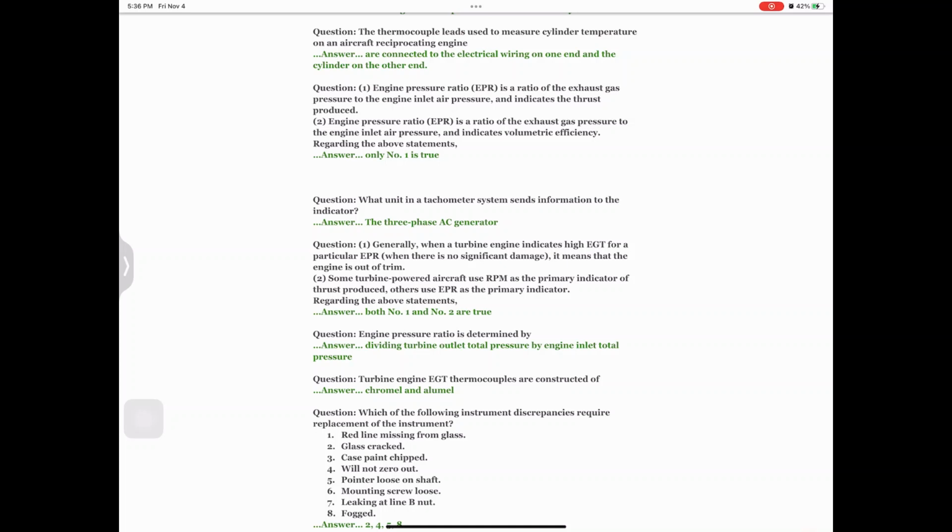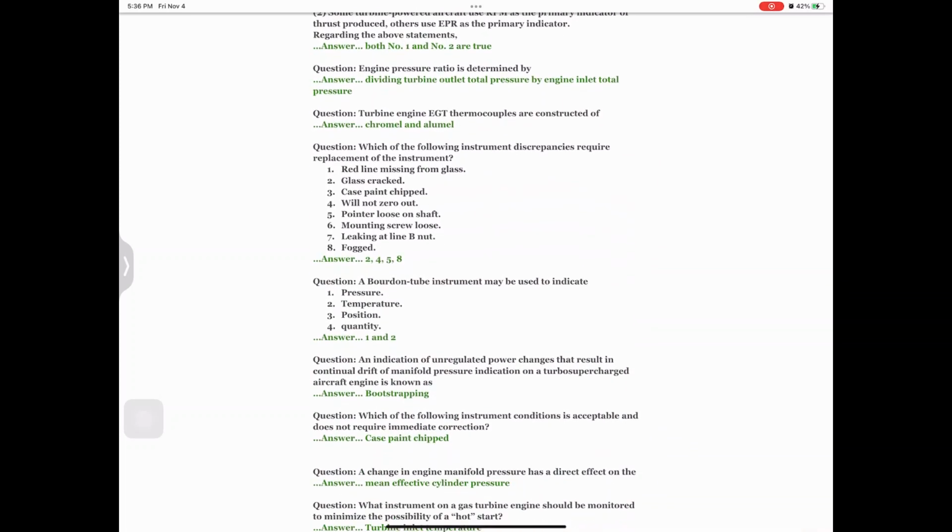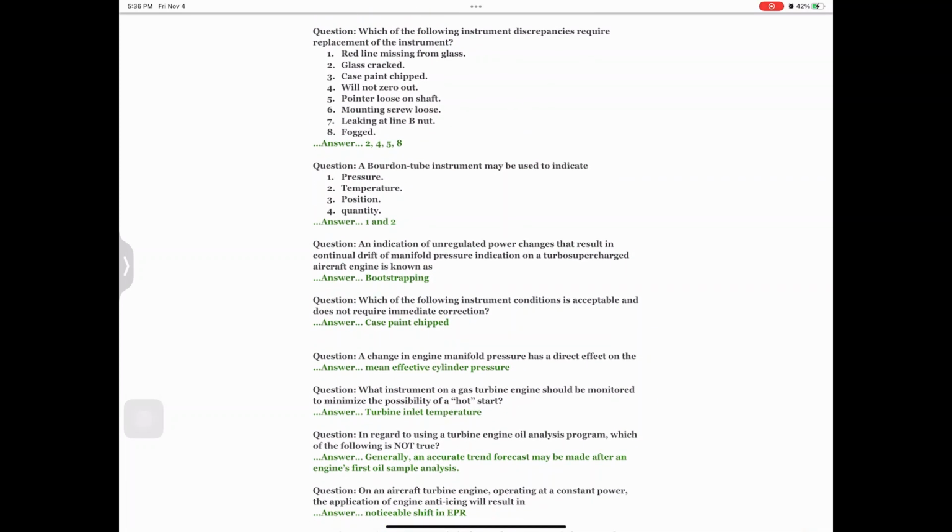Question: Turbine engine EGT thermocouples are constructed of, answer, Chromel and Alumel. Question: Which of the following instrument discrepancies require replacement of the instrument? Red line missing from glass. Glass cracked. Case paint chipped. Will not zero out. Pointer loose on shaft. Mounting screw loose. Leaking at line B nut. Fogged. Answer: 2, 4, 5, 8.